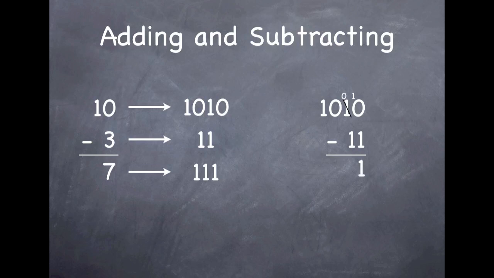And there's a 0 there now, and again we can't do 0 take 1, and we can't take a number from the next column because that's 0 as well. So we have to go and take a 1 from here and carry it over, and then take 1 from here and put it here. We can now do 10 take 1, which is 1. Now the only thing that's left is that 1 there. 1 take nothing is 1. So this works too. 1010 take 11 is equal to 111.